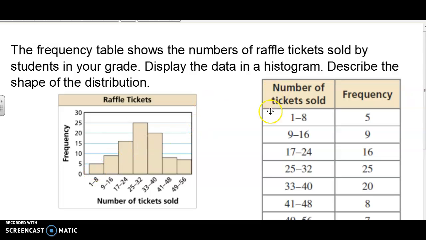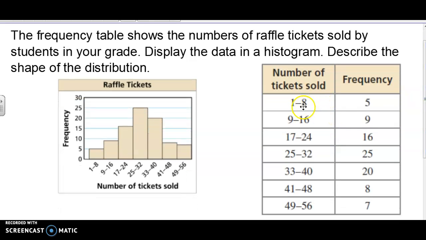First thing you have to do is look at the frequency that's coming over here and the interval. The interval is 1 through 8, 9 through 16. Notice these are all the same. Every single one of these has 8 digits in it. And this tells you how many times it comes up. So number of tickets sold, 1 through 8, that happened 5 times. 9 through 16, that happened 9 times. 17 through 24, that happened 16 times. And then you load it up into a histogram like this.